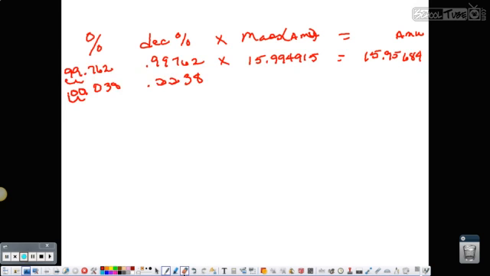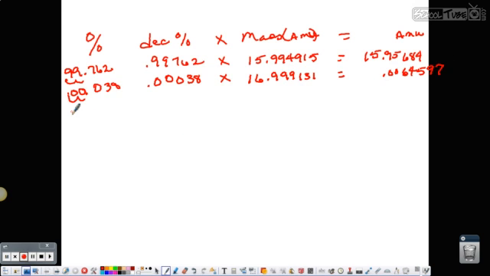I'm having a little trouble with my apparatus here, so I'm going to back all the way up and make those zeros a little better. So I'm going to get 0.0038 times the mass in the book. The mass in the book is 16.999131. And when I do that multiplication, I get 0.06457.